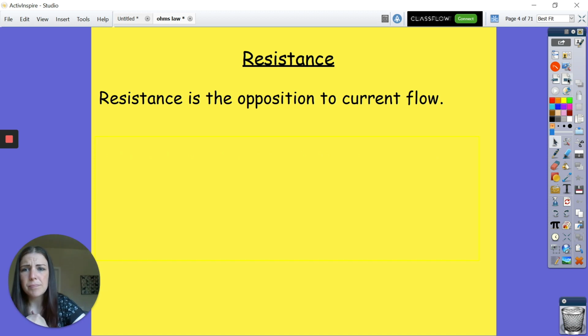Okay, so the definition for resistance, and you can copy this down if you're making notes in any booklets. Resistance is the opposition to current flow. Think: if you resist something, you're fighting against it. So electrical resistance is what's opposing our flow of current. It's what's making it more difficult for our electrons to get around the circuit.